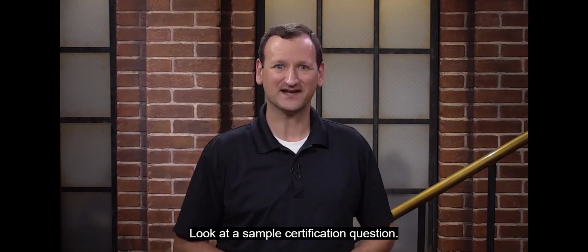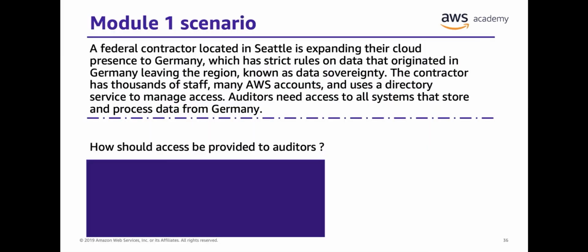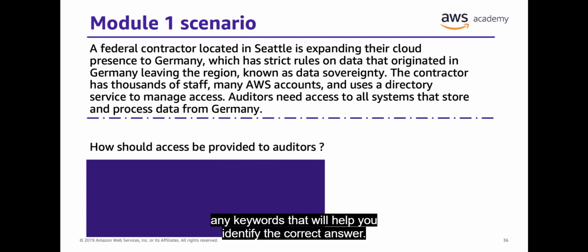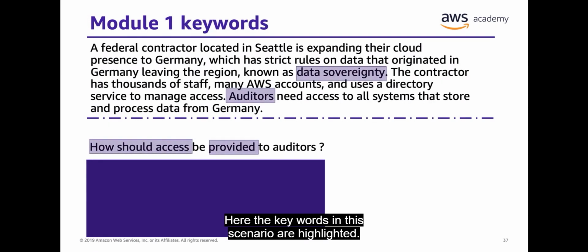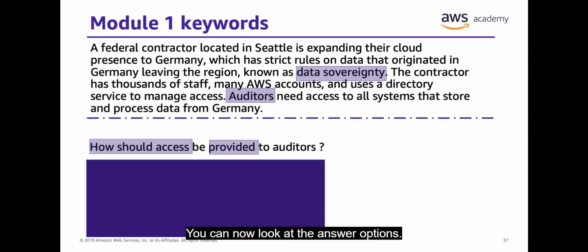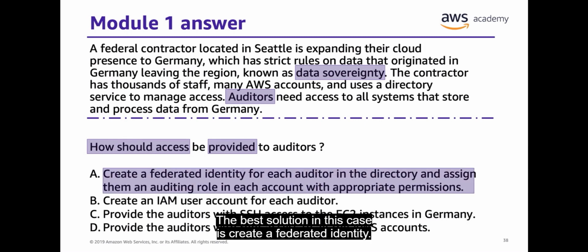Look at a sample certification question. Take a minute to review a sample question that could be on a certification exam. Review this simple scenario and look for any keywords that will help you identify the correct answer. Here, the keywords in this scenario are highlighted. You can now look at the answer options. Keeping the keywords in mind, look at the answer options and try to rule them out based on the highlighted keywords. The best solution in this case is create a federated identity.